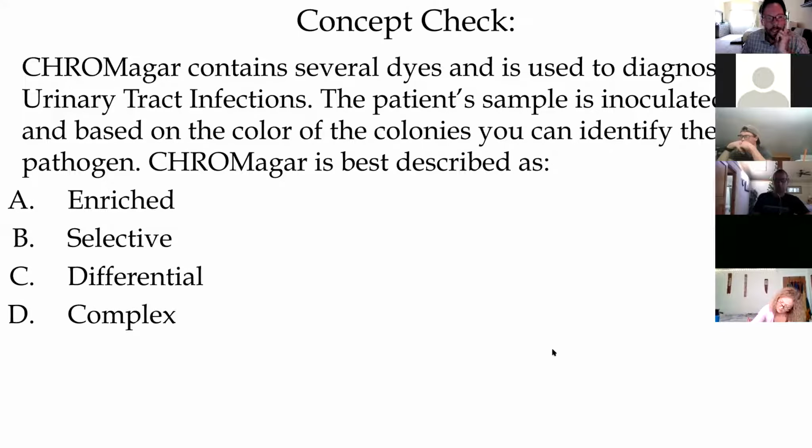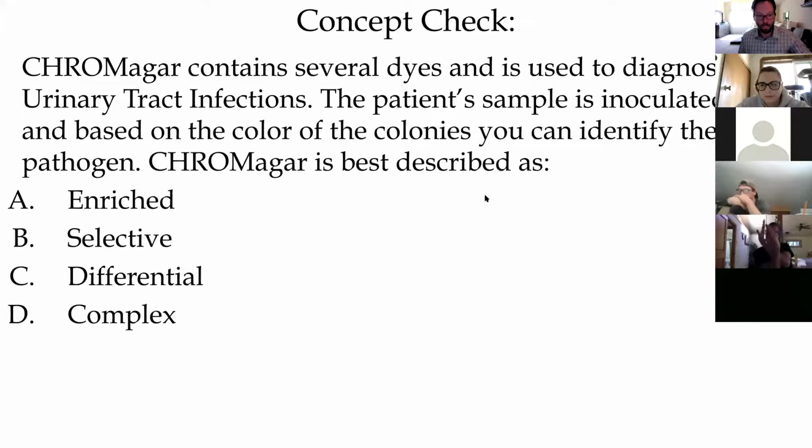So let's try something here. Chrome agar contains several dyes and is used to diagnose urinary tract infections, okay? The patient's sample is inoculated, and based on the color of the colonies, you can identify the pathogen based on the color. So chrome agar is best described as what? Enriched, selective, differential, or complex? What do you guys think?